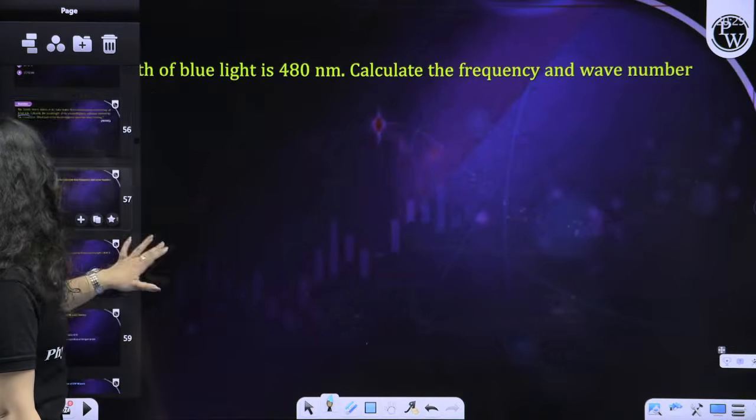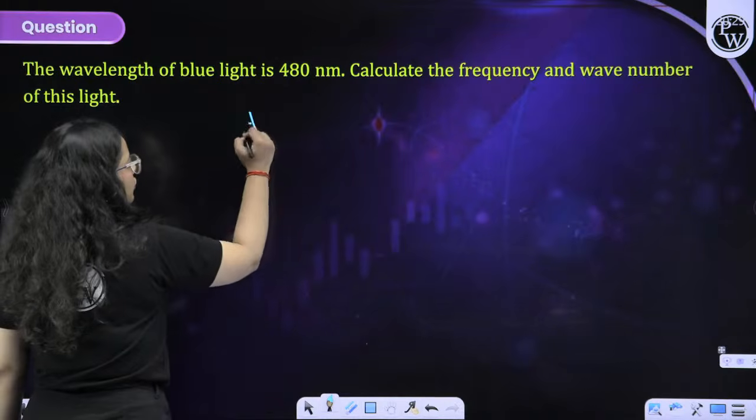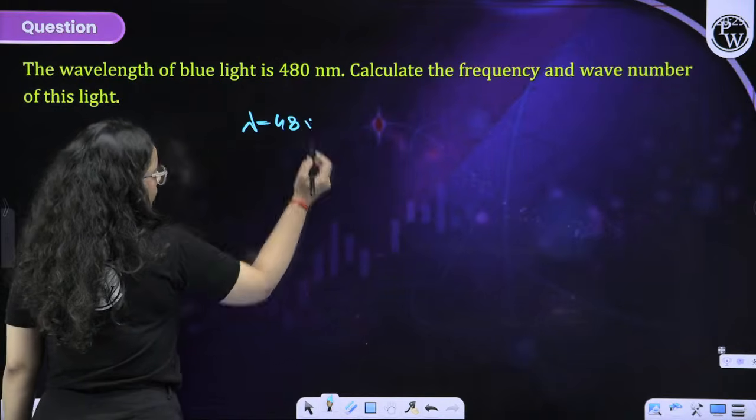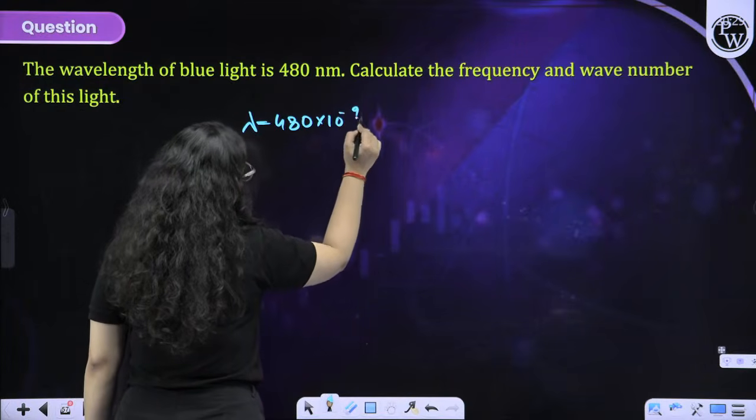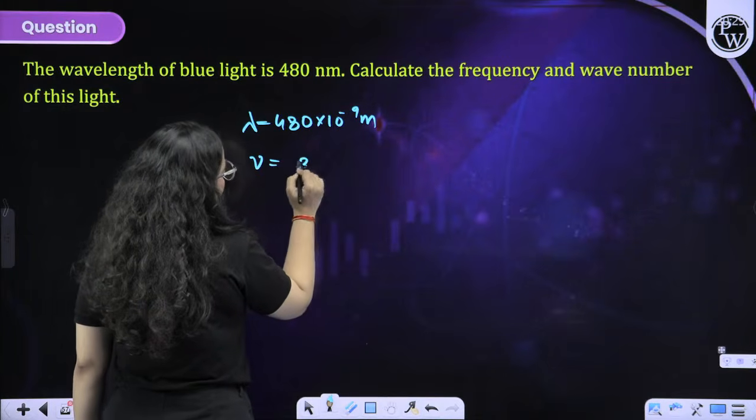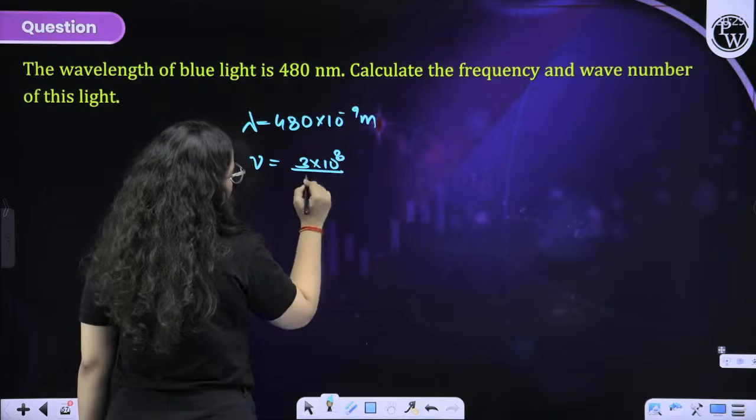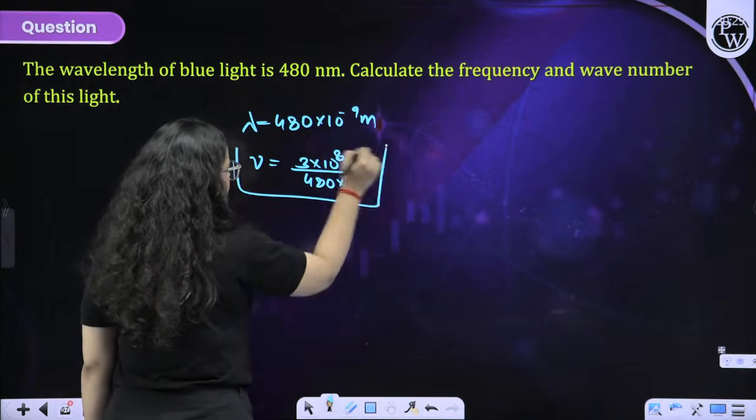The wavelength of light is this much. Calculate the frequency. How to solve this? Wavelength given to you is 480 nanometer. You can convert the nanometer term to meter. Frequency is 3 into 10 raised to the power 8 by lambda, that is 480 into 10 raised to the power minus 9. This is how you can easily find the frequency.